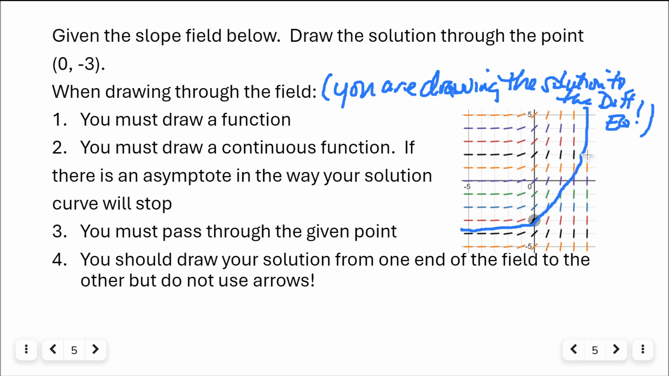This graph is the solution to the differential equation. If you were to separate the variables and solve it, this is the graph that you would get. Okay? That's what you're drawing. All right? So you have to know how to draw through a slope field.